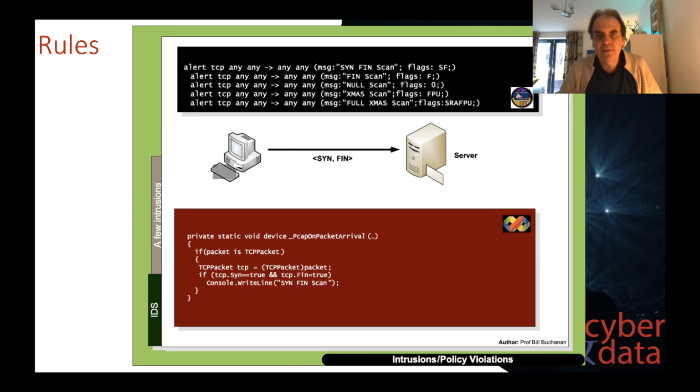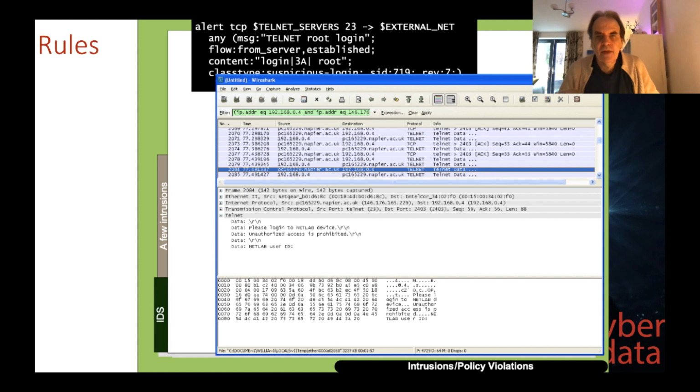Okay, so sometimes we will get scans on the network. So in this case, we're detecting a FIN scan. There's a FIN scan, Christmas scan, and so on. This gives us a way to detect when there is scanning activity on the network.